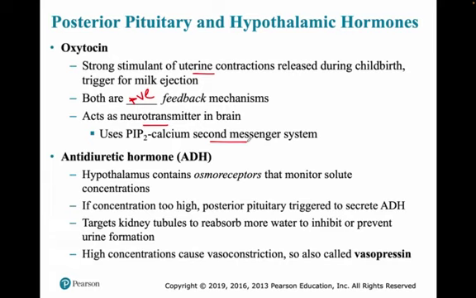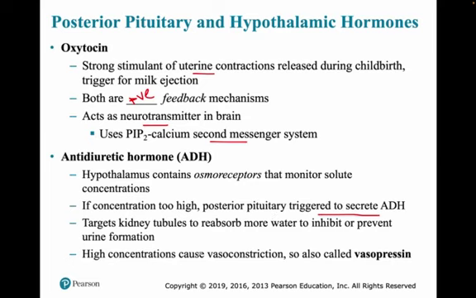So it's an amino acid type of hormone, right? It's not a steroid hormone. The second one is ADH. It also involves osmoreceptors that monitor the solute concentration. If the concentration is too high, then the posterior pituitary will be triggered to secrete ADH, which targets the kidney tubules to absorb more and more water, to inhibit or prevent urine formation. So as a whole, this monitors our solute concentration, and that means it is controlling our urine production, right? Either it will help in urine production or it will prevent urine production.